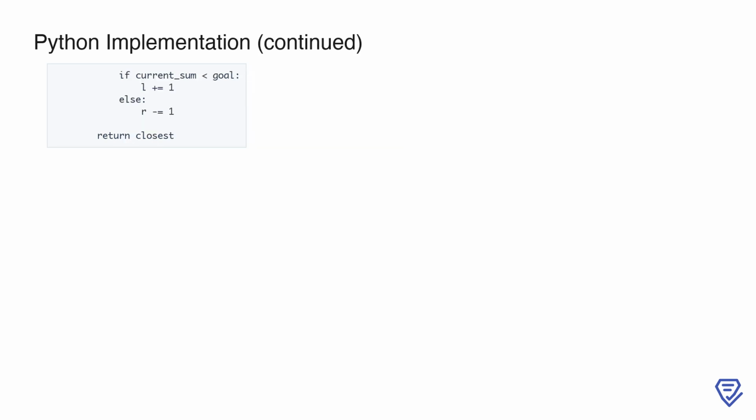Now, we apply the two-pointer technique to find the closest sum to the goal. The idea is to start with the smallest value from left_sums and the largest value from right_sums and calculate their sum. If this current_sum is less than the goal, we move the left pointer L forward to increase the sum. Otherwise, if the current_sum is greater than or equal to the goal, we move the right pointer R backward to decrease the sum. At each step, we update the closest variable to hold the smallest absolute difference encountered so far.